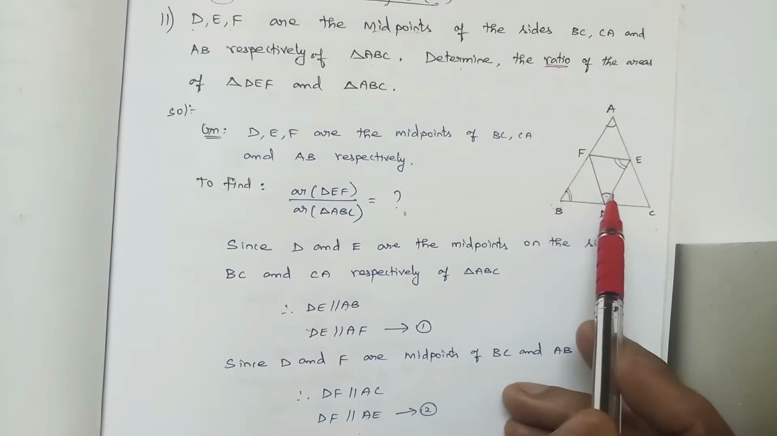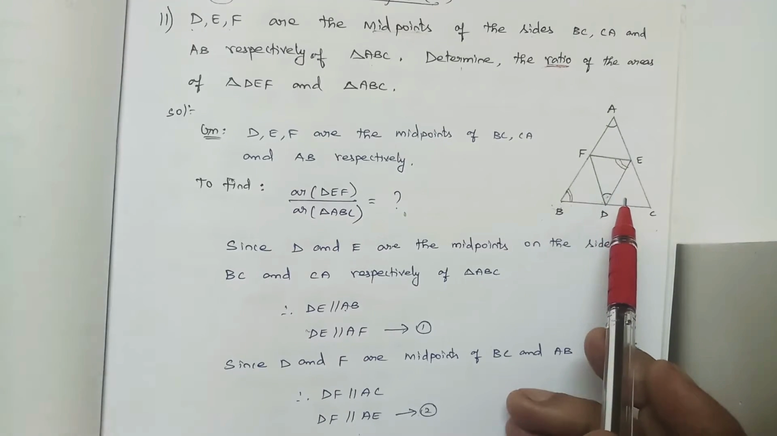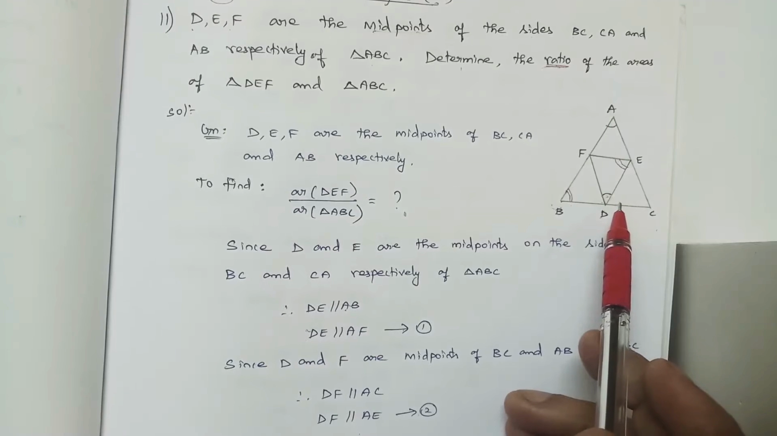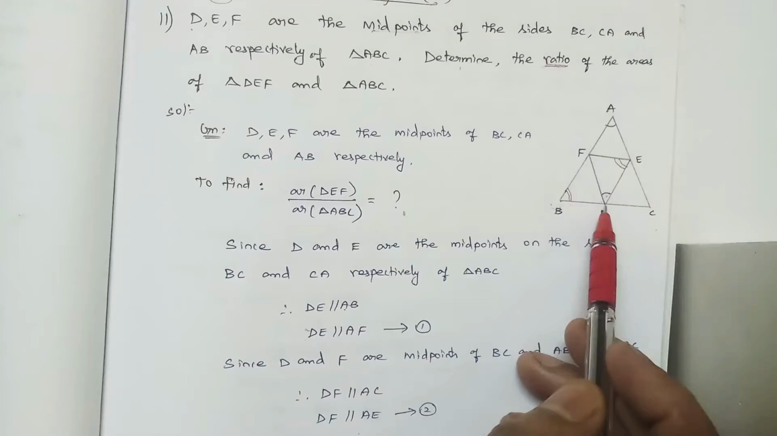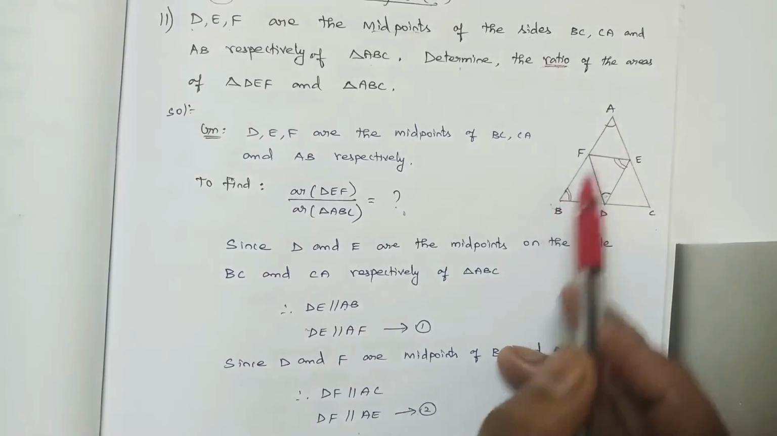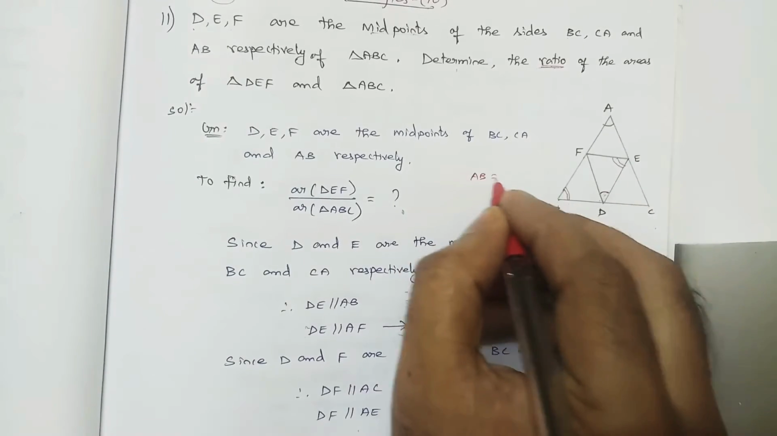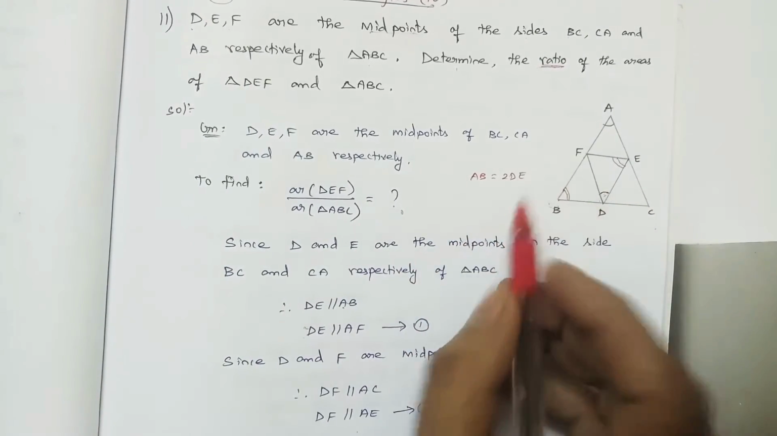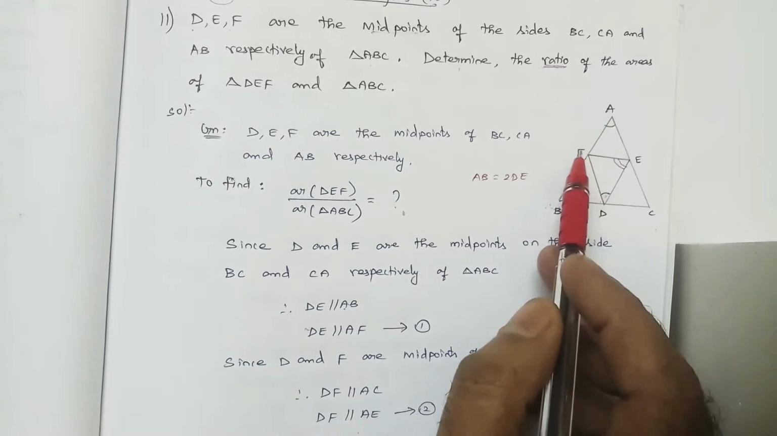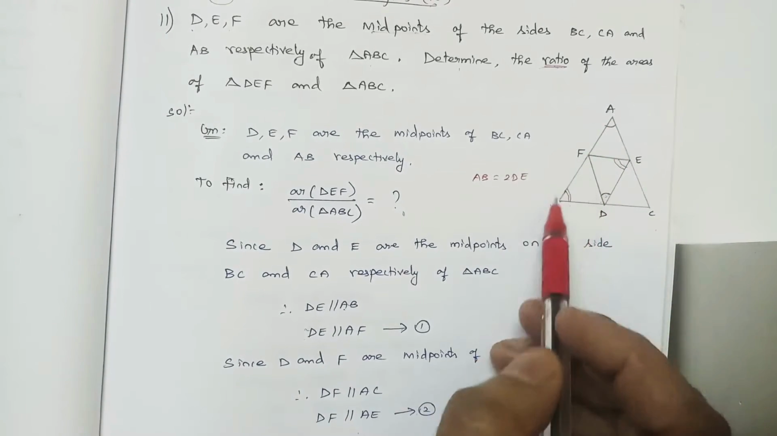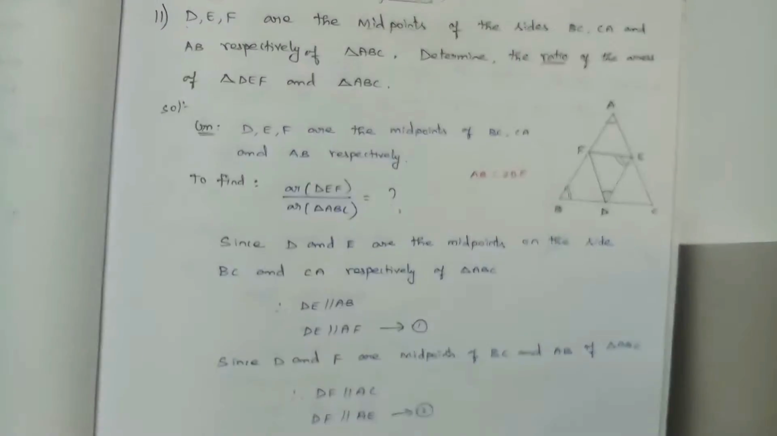Why are we changing in terms of the same variable? Because then only it will be easy to remove the variable. That's why I'm converting into the same variable, right? So AB is equal to 2 times DE. How? Because F is a midpoint, so AF is equal to FB. Already we proved that FBDE is a parallelogram, so FB is equal to DE. Therefore AB is equal to 2 times DE.